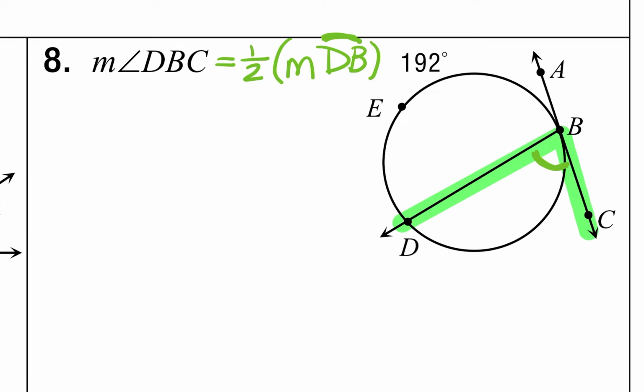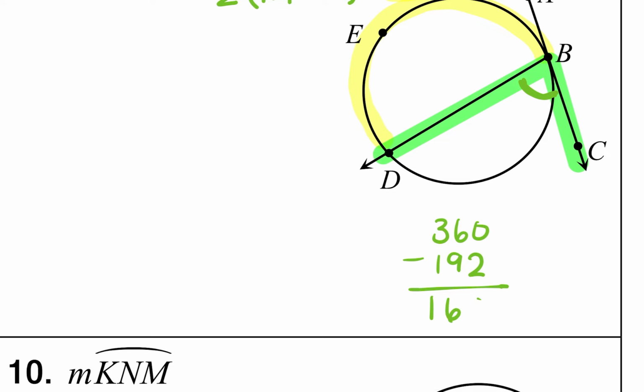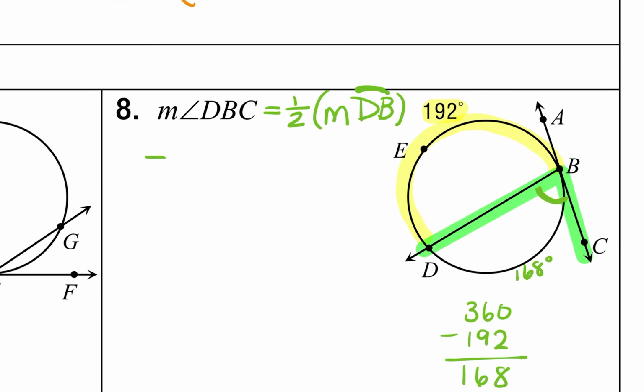Okay, so if we find arc DB and we take a half of that, we are going to be able to identify the measurement of that angle. Okay, so just looking at the given information here, that this arc is 192, I can subtract that from 360 to say that this arc is 168 degrees. Okay, so now I'm going to say that that angle measure is equal to half of 168. So we have an 84-degree angle.